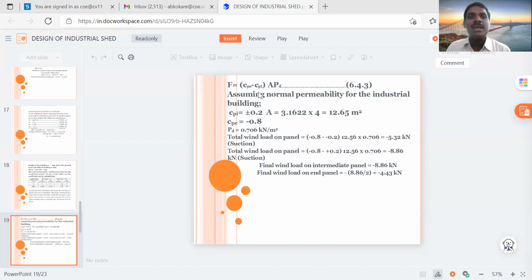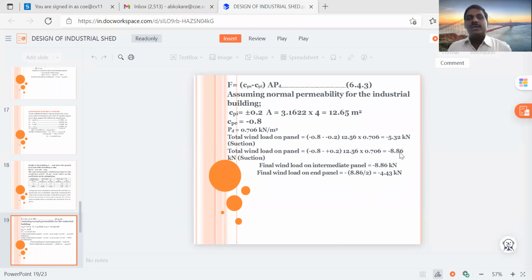F is equal to (Cp minus Cpi) into A into Pd. So 5.32 minus 5.32 kilonewton is the load on the panel. Then the wind load of the panel for the leeward side. This is windward side, this is leeward side. So this is minus 8.86.